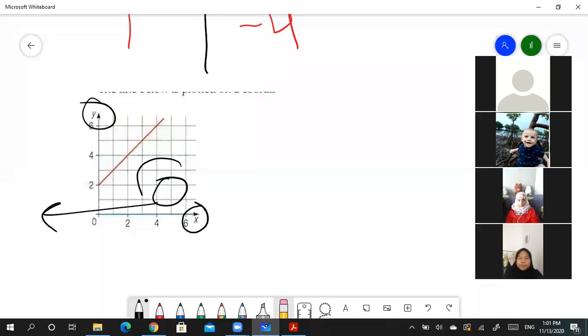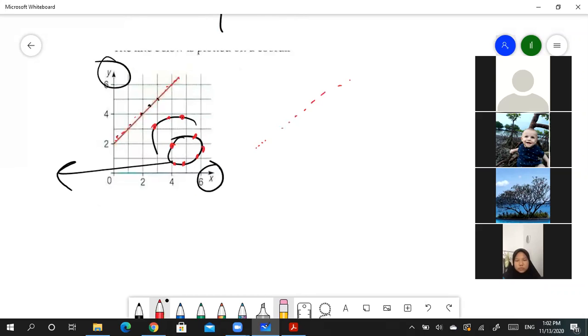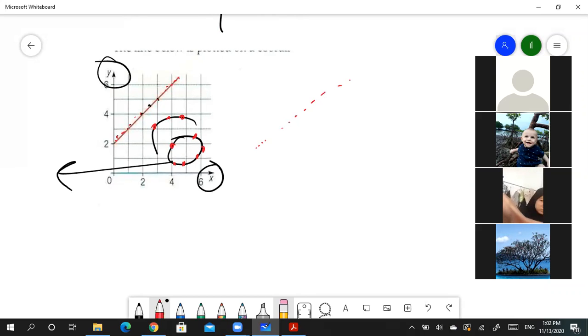Because each point on the line, or on the curved line, or on the circle, must have x and y, right? Each point will have x and y values. For example, this line has infinite points on it, right? Each point can be described by x and y values. So that's why the line has a function.